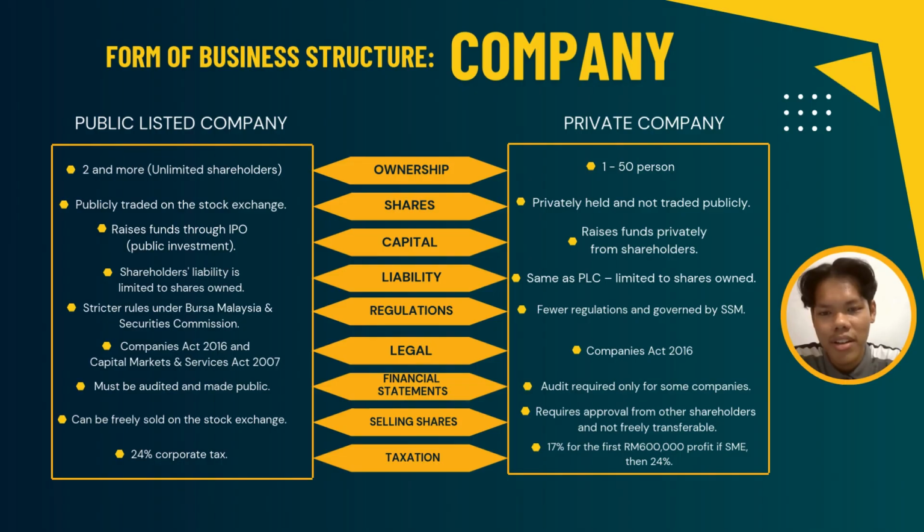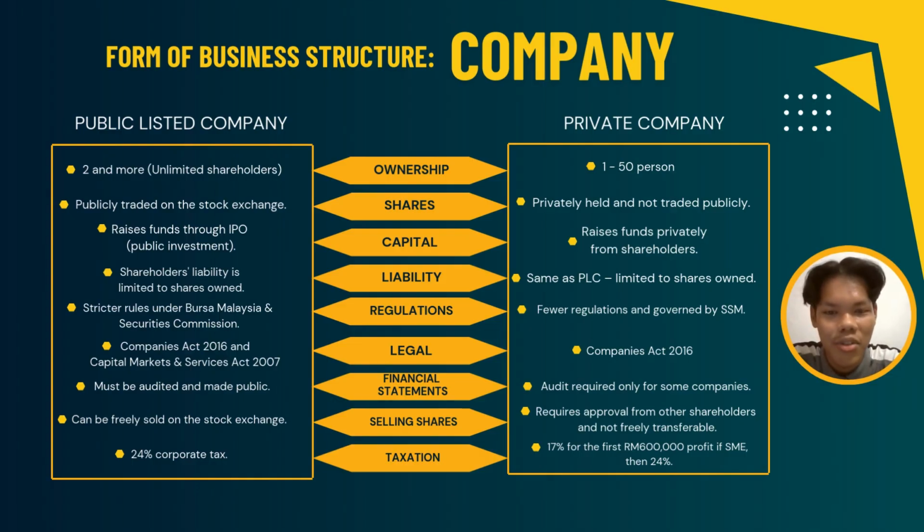Now we're moving on to the second point, which is shares. In a public listed company, shares are freely traded on the stock exchange. Investors can buy or sell their shares at any time, providing liquidity and investment opportunities. However, in a private company, shares are not publicly traded. Any transfer or sale of shares requires approval from existing shareholders.